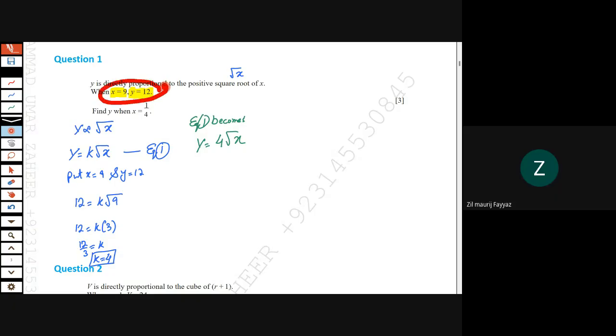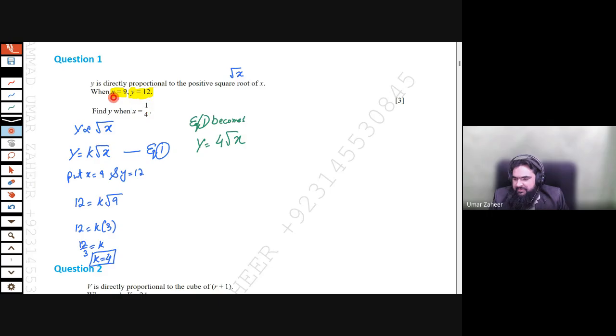Why is it 4? I did not use this value. Till now we have done the question till here. We will get the relation. This is going to give the relation.